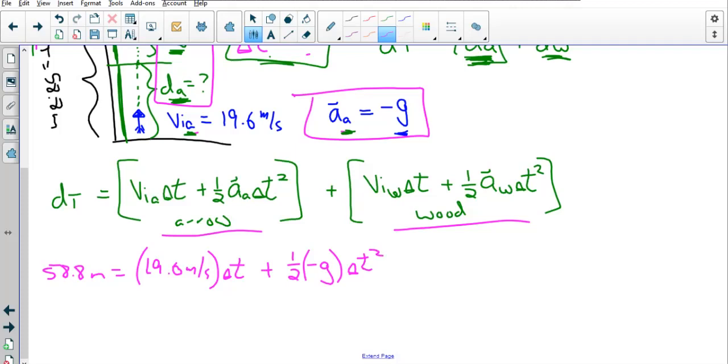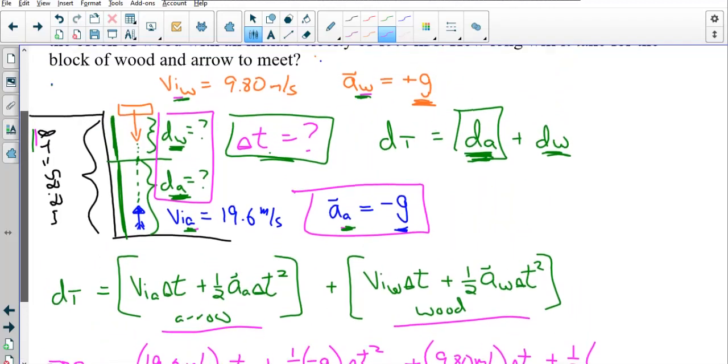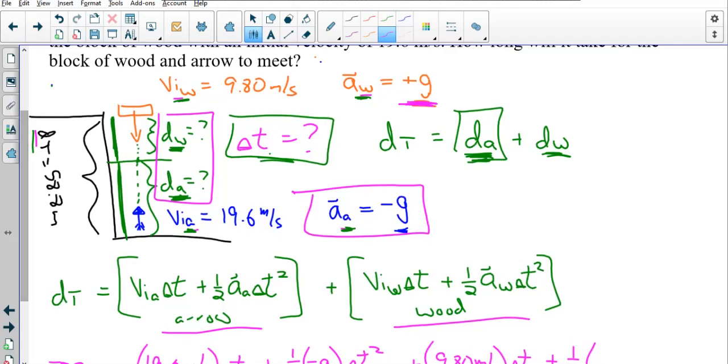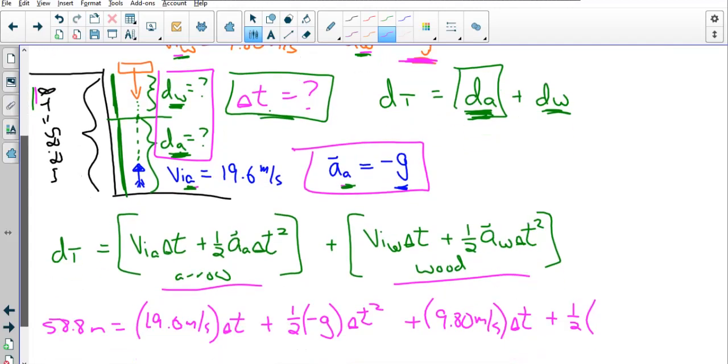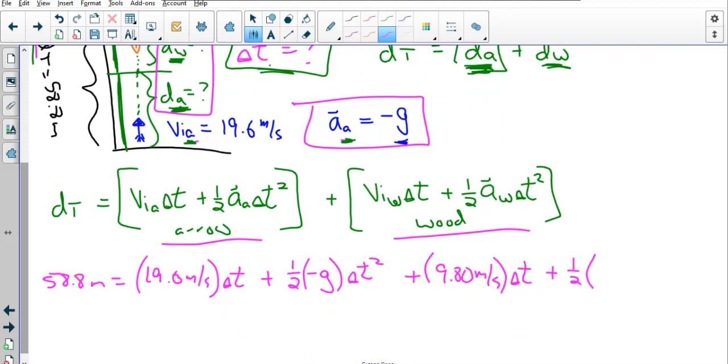For my block of wood, same idea. Again, I'm just using the speed. So the speed of the wood, if you remember, is 9.80 meters per second multiplied by the unknown time. And I'm going to add to that 1/2. Now with the wood, I'll scroll up for this because you can't see it anymore. The wood, if you remember, should be speeding up as it's falling down. So I'm going to use positive 9.81 meters per second squared, but I'm not going to write the number out. I'm just going to leave it as a symbol because that keeps life a lot easier. So that is what I know.